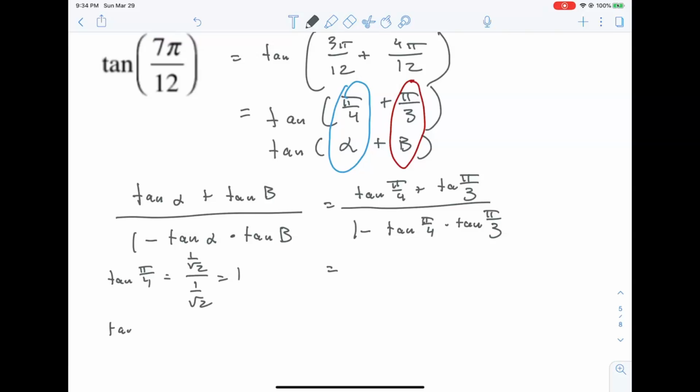Now, the tangent of pi over 3 on the unit circle, y over x. In the y spot at pi over 3, that's radical 3 over 2. 1/2 is the x value, so this reduces to radical 3. So let's go ahead and put this in here. Tangent of pi over 4, we said that's 1. The tangent of pi over 3 is radical 3. 1 minus tangent of pi over 4, that's 1 times radical 3.